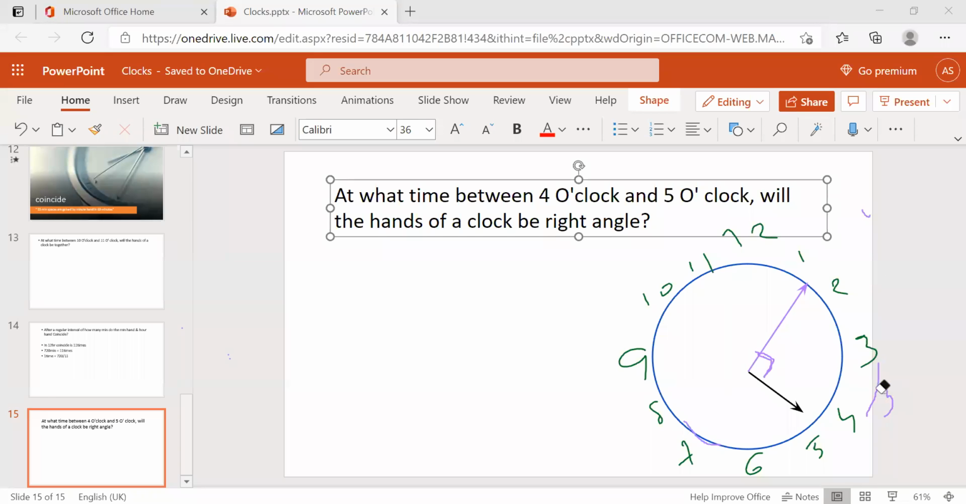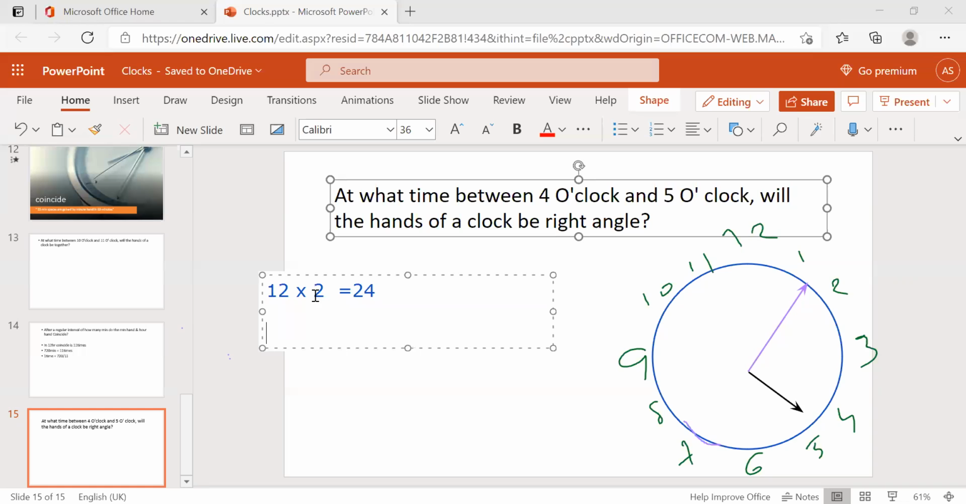In 12 hours, how many right angles will happen? I said every hour 2, right? Every hour 2 means 12 hours into 2. It's nothing but 24 in general.